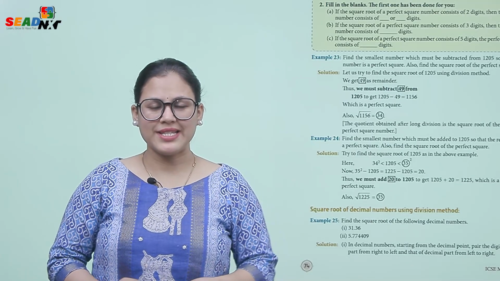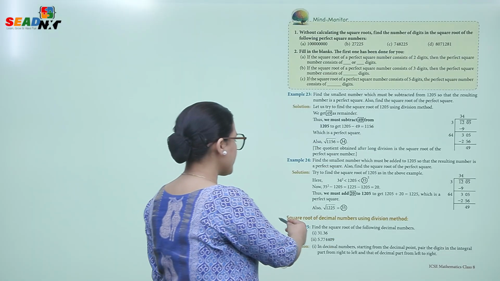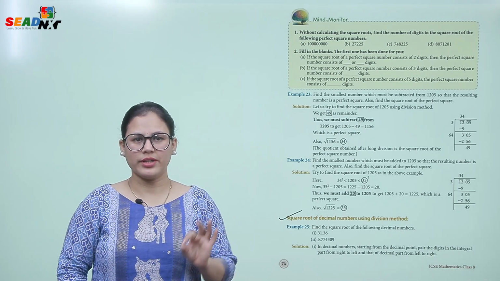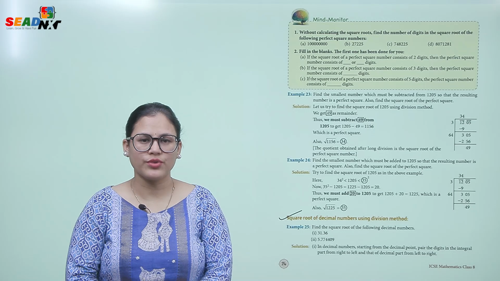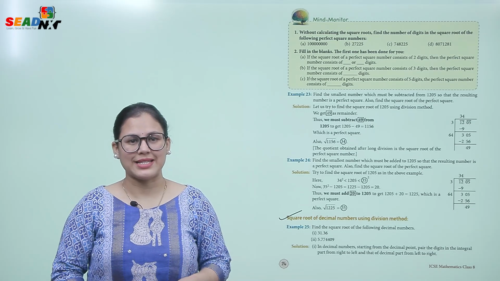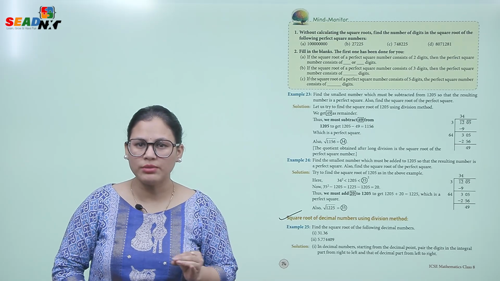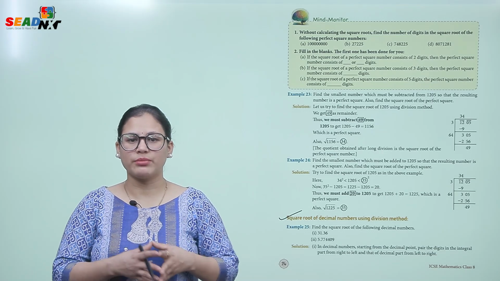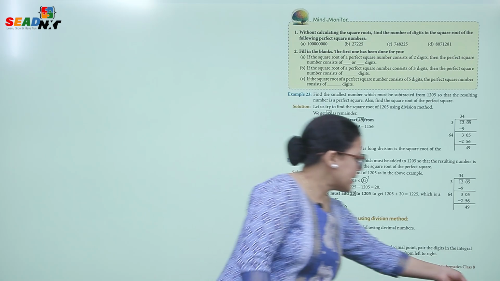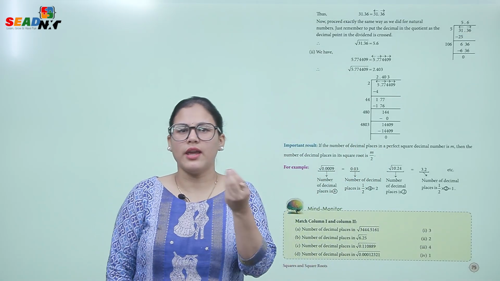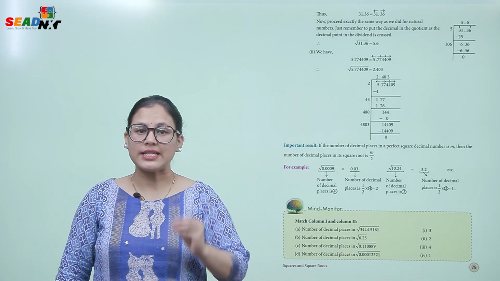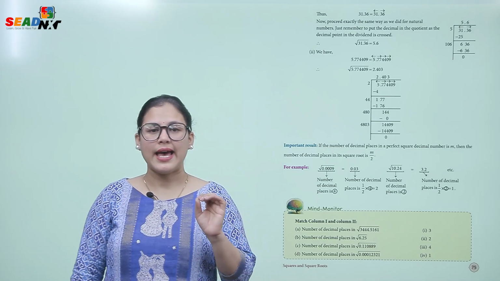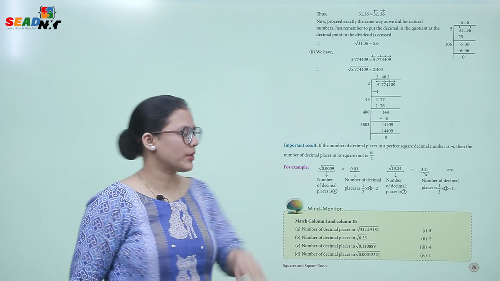स्क्वायर रूट ऑफ डेसिमल नंबर्स यूजिंग डिविजन मेथड. ओके, अब डेसिमल नंबर्स का कैसे हम स्क्वायर रूट निकालते हैं? सी, मेथड इज सेम. ओके, सो example is find the square root of the following decimal numbers. We have 31.36. So in decimal numbers, starting from the decimal point, pair the digits in the integral part from right to left, and then the decimal part from left to right. Okay, so same procedure is there. So difference is there कि एक decimal आपका आ जाता है. Okay, now proceed exactly the same way as we did for natural numbers. Just remember to put the decimal point in the quotient as the decimal point in the dividend is crossed. Okay, have a look.